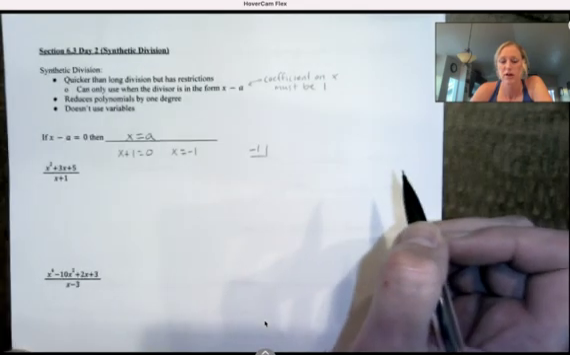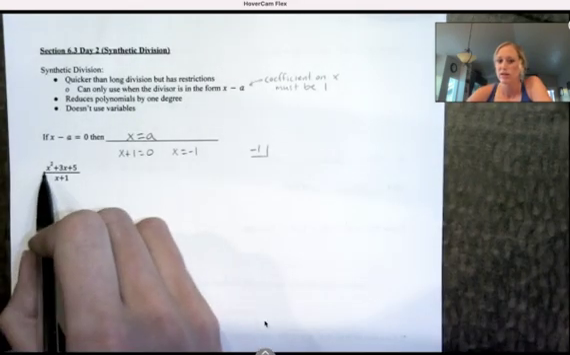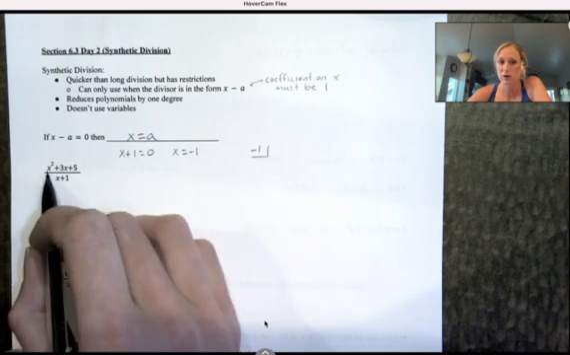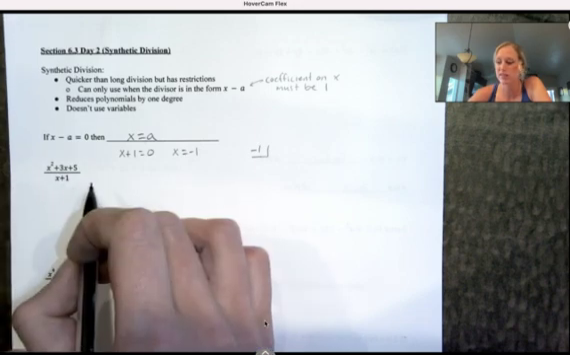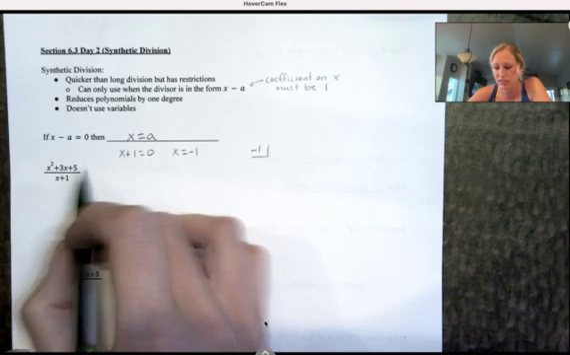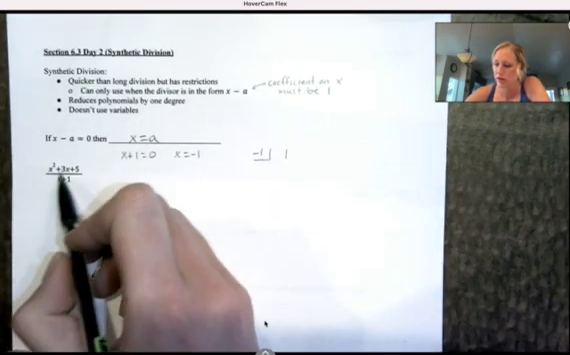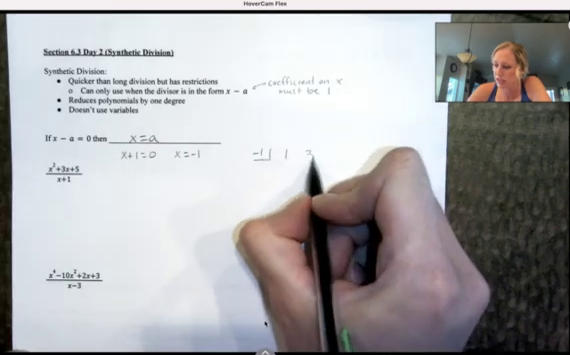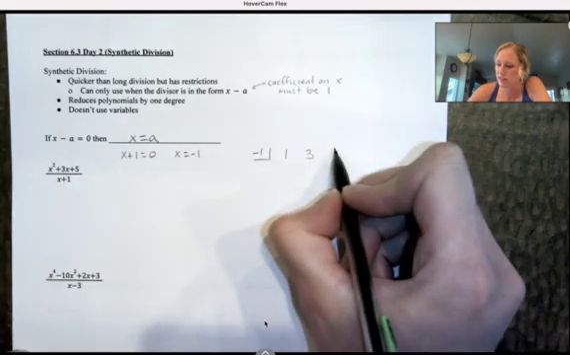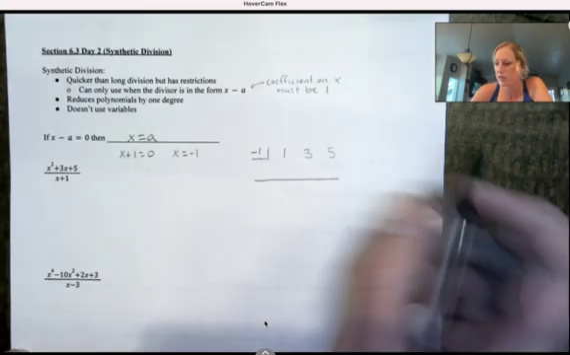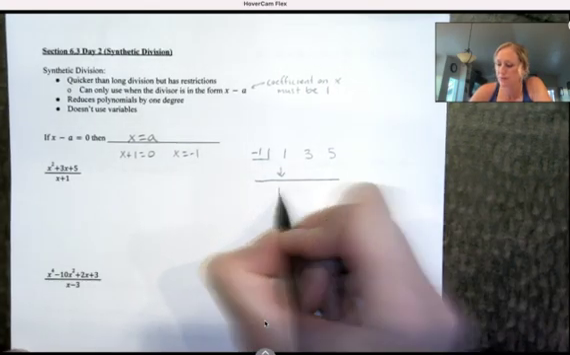here. Then the dividend, the thing that's being divided, we are going to list all the coefficients. The big thing is I want this to be in standard form, which it is. The coefficient on x squared is 1. Then the coefficient on x is 3. And then the constant is 5. I'm going to put a line underneath, and the very first thing I'm going to do is bring down the 1.